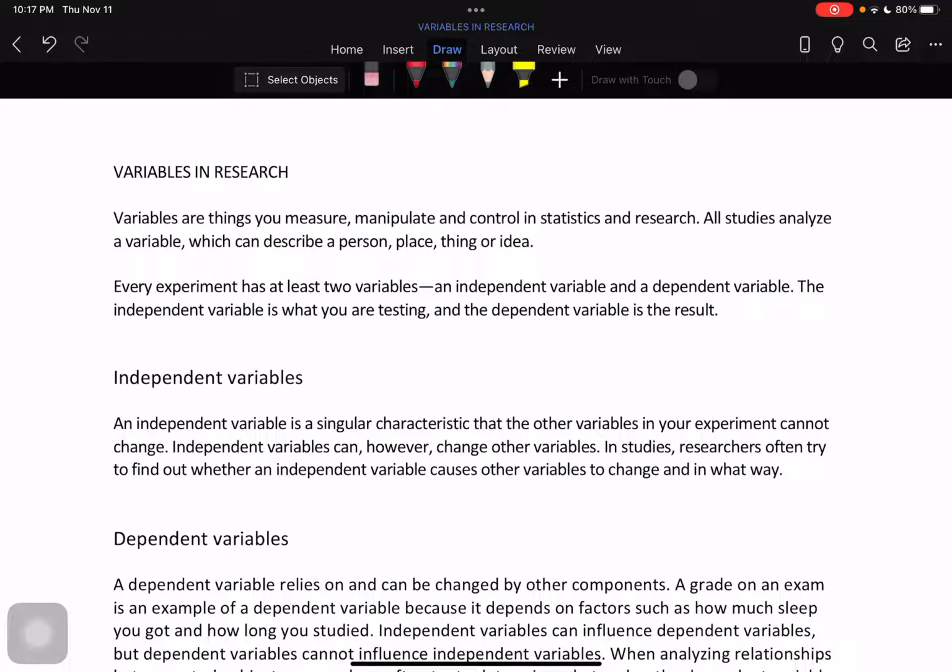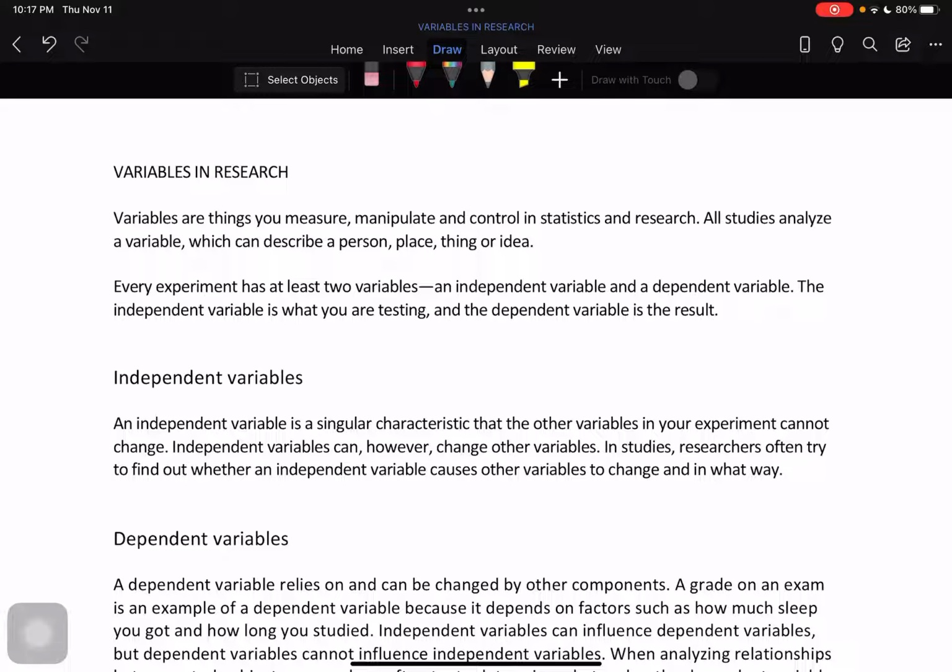used in research writing, specifically the independent and dependent variables. How are they defined and how are they different from each other? What is the role and characteristic of an independent variable as well as a dependent variable?